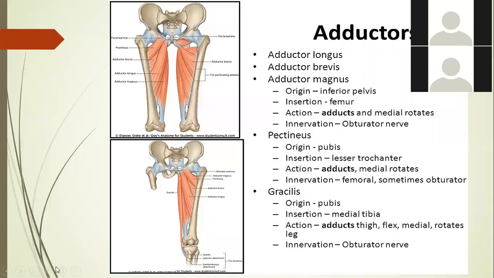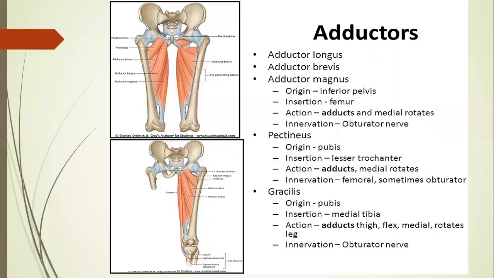Exactly at this area, we already discussed the insertion of the sartorius muscle. The sartorius is also inserted here. And then just behind the sartorius, there is a muscle called the gracilis, attached on the same area.